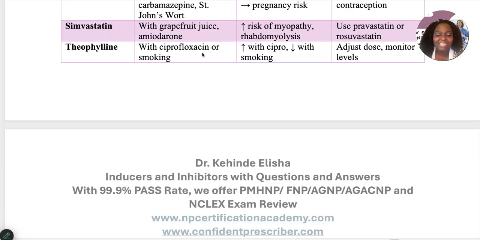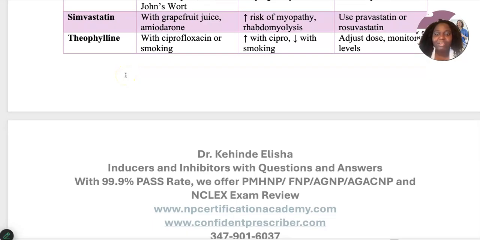Now, what about simvastatin? When we combine simvastatin with grapefruit juice or amiodarone, it's going to increase the risk of myopathy and rhabdomyolysis. You want to use pravastatin or rosuvastatin. What about theophylline? Theophylline with ciprofloxacin or smoking. It can increase with cipro and it can decrease with smoking. So it depends on what we're combining it with. See what I'm saying now? It can potentially increase with cipro, but it's going to decrease with smoking, because smoking happens to be what?